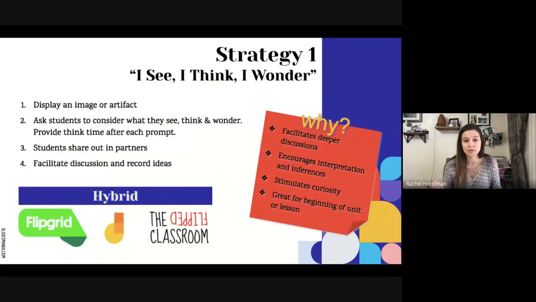It facilitates deeper discussions. It encourages interpretation and inferences. It stimulates curiosity, and it would be great for the beginning of a unit or a lesson.